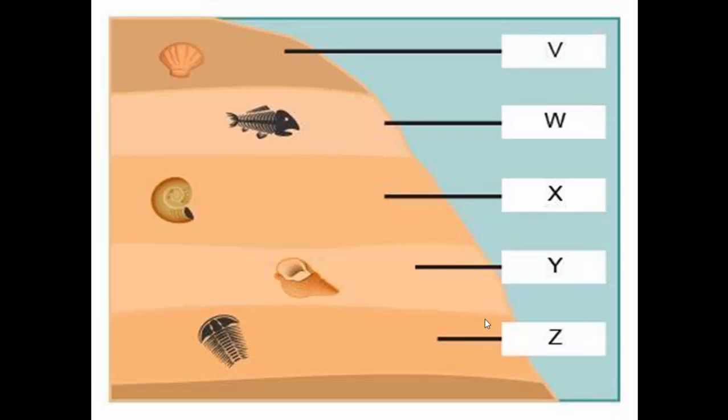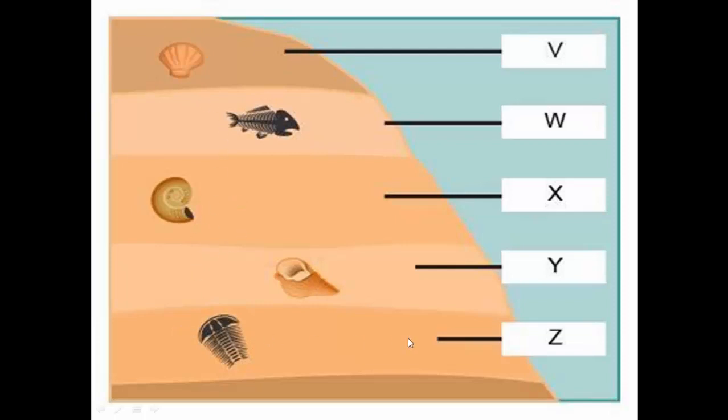Fossil layers. How can we identify which one is the oldest and the youngest fossil? We can see from the position of the fossil. If the position of the fossil is at the very bottom, it means that is the most primitive fossil or the oldest fossil. While if you find a fossil above, it means they are younger than the layer below.